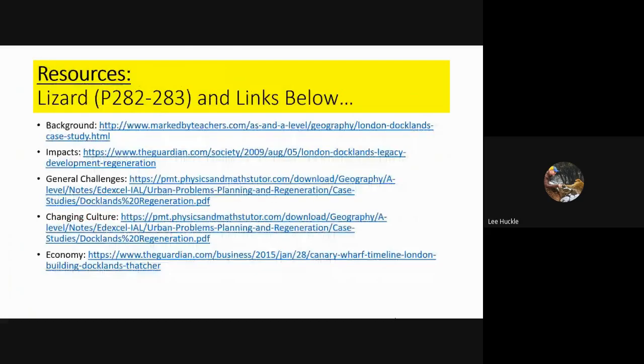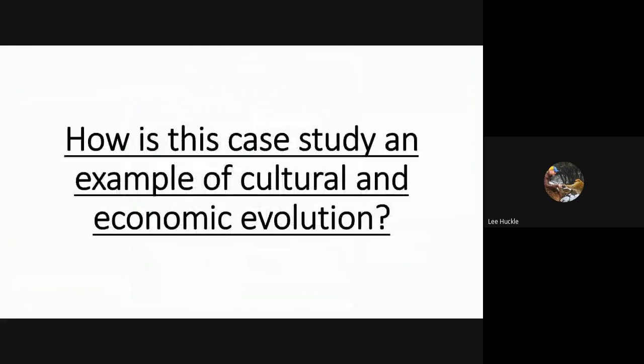So you'd have been given lots of links to use. You've got your textbook there, pages 282 to 283 were very useful. You had some websites to access and some articles that you were given. And then you'd have applied this to a question: how is this case study an example of cultural and economic evolution? So go back to your notes, your structure, your answer to that question to remind yourselves of the detail that you put into this.